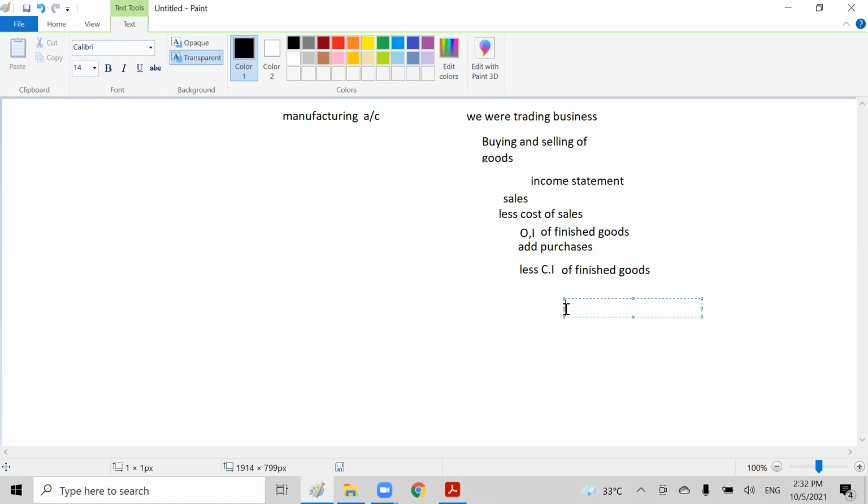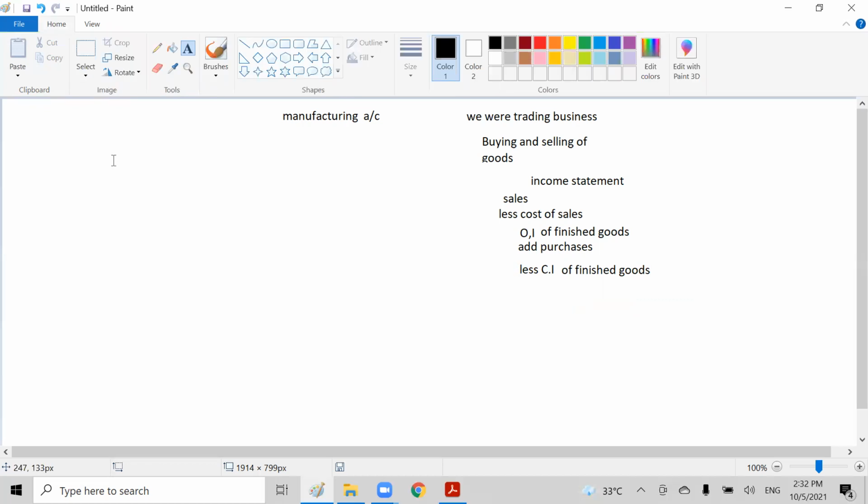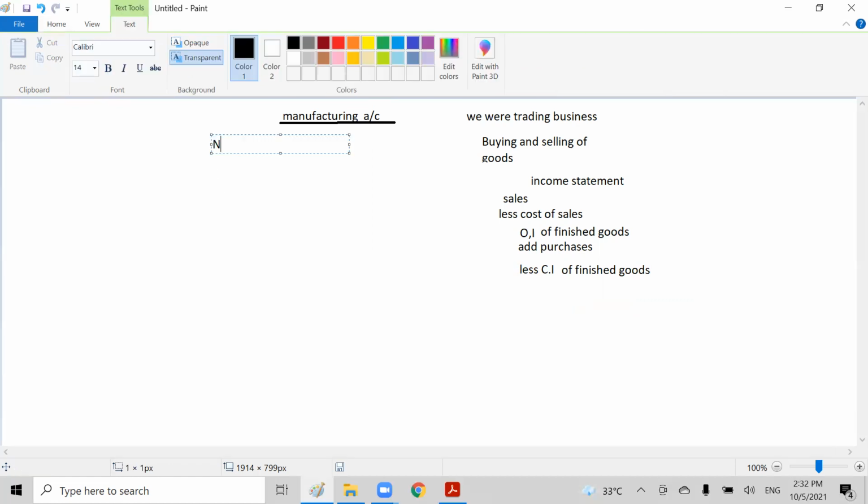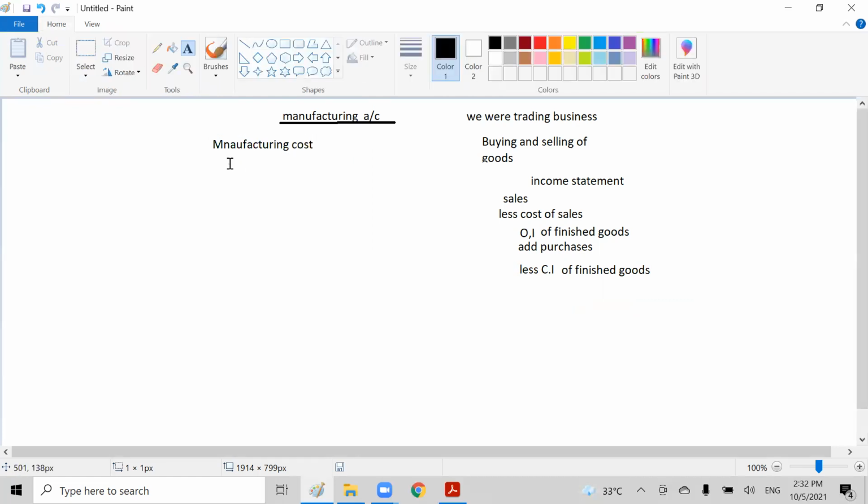Because we were dealing with goods already in finished form, we used to write just opening inventory and closing inventory, although they were actually inventories of finished goods, right? In manufacturing accounts, first we need to know one thing, which is known as manufacturing cost. Manufacturing accounts include manufacturing cost because we are manufacturing something. We are not purchasing finished goods and selling them. We are manufacturing the goods and then selling them.